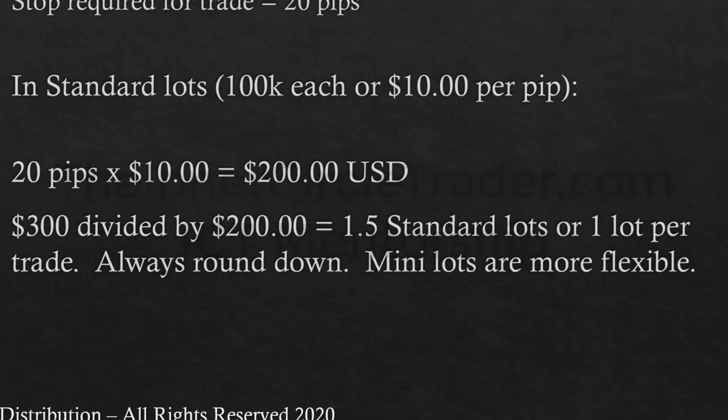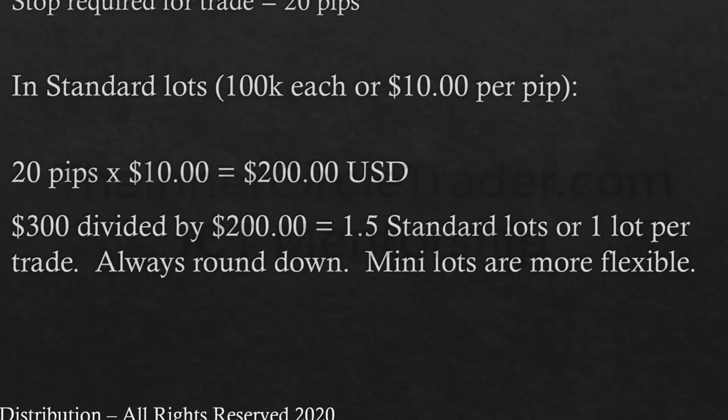Always round down. In standard lots, 100K each is $10 per pip. So if we have a 20 pip stop loss in expectation, we would have 20 pips at $10, or $200 total risk. So with $300 of total risk, we can only do 1.5 standard lots, or 1 lot per trade. Always round down. Mini lots are more flexible.